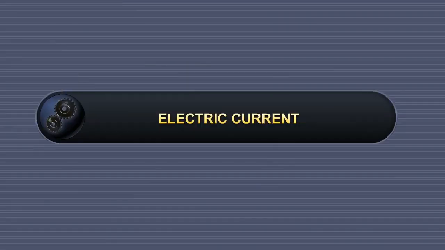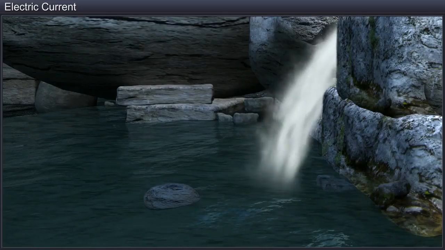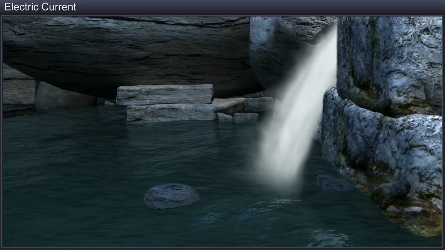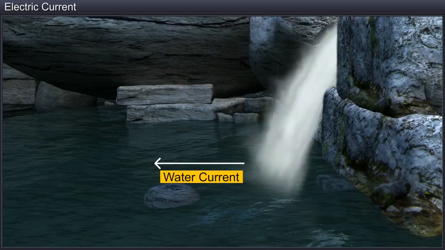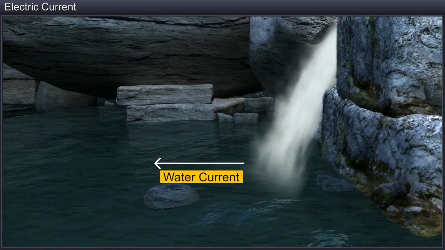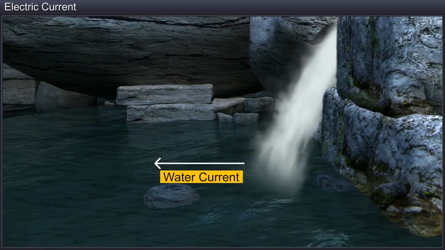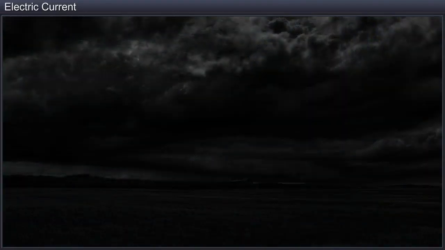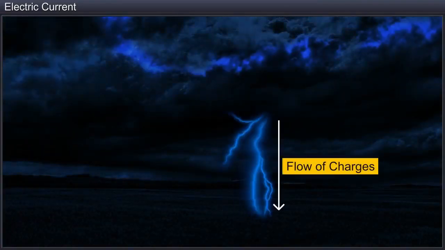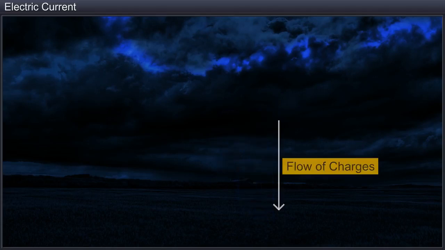In this module, you will learn about electric current. Just as flowing water in a river constitutes a water current, moving charged particles constitute an electric current. During lightning, charges flow from the clouds to the earth. This flow of charges is not steady but momentary.